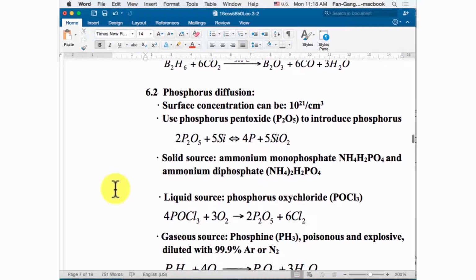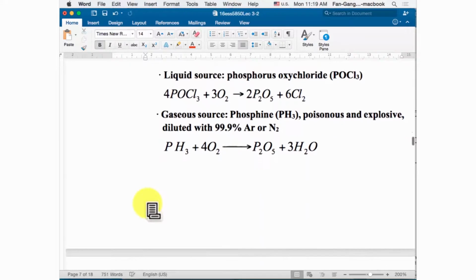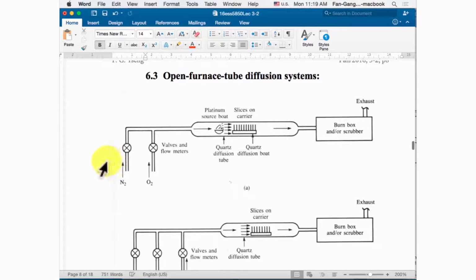For phosphorus diffusion, they have a similar process, and also you have different sources. You can see different chemical reactions. So the furnace looks like this. For example, the first one, you have a solid source. The solid source will be put inside the furnace. The furnace looks like a tube, actually a large tube. And then you put your wafer on a boat. We call it a boat. Usually we put like 25 wafers, one box of wafers, vertically on a boat, inside the tube of your process.